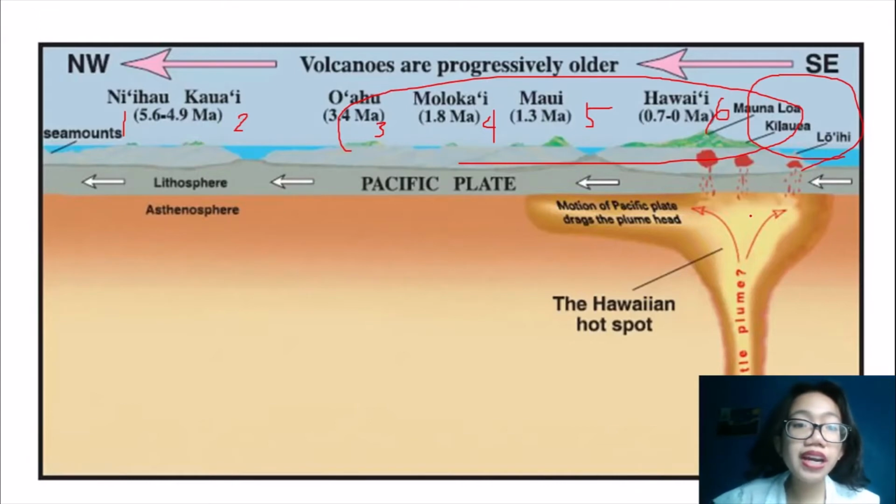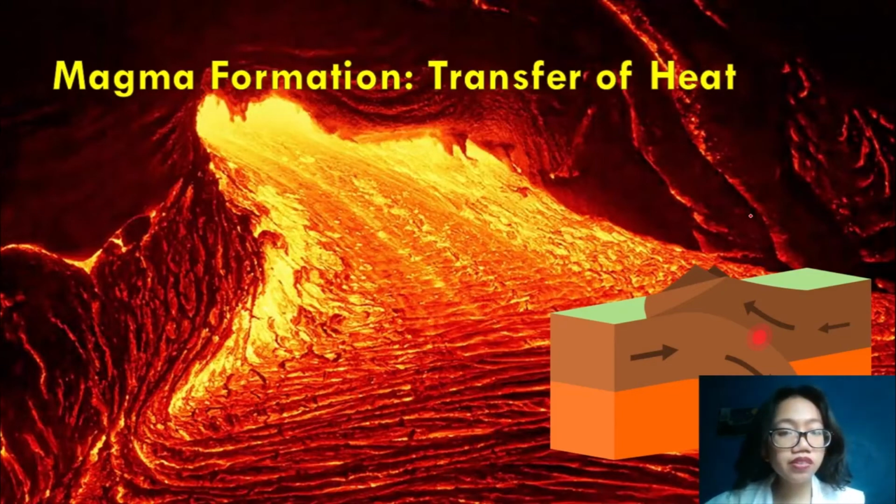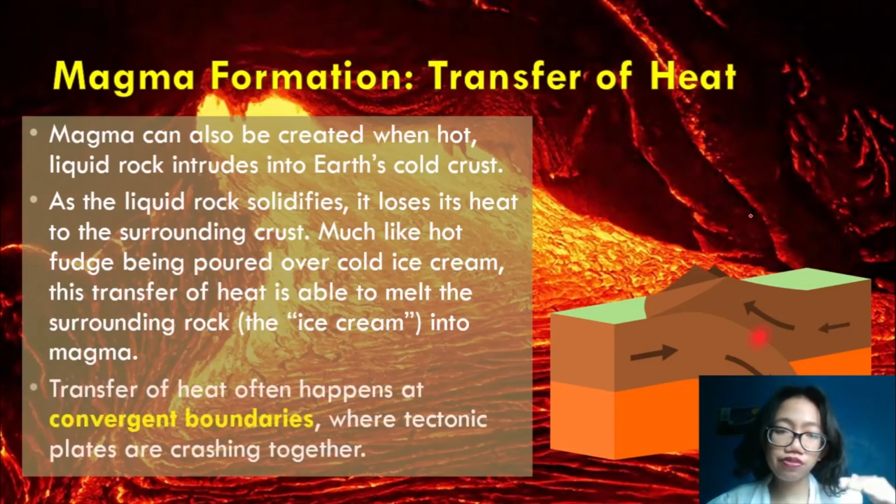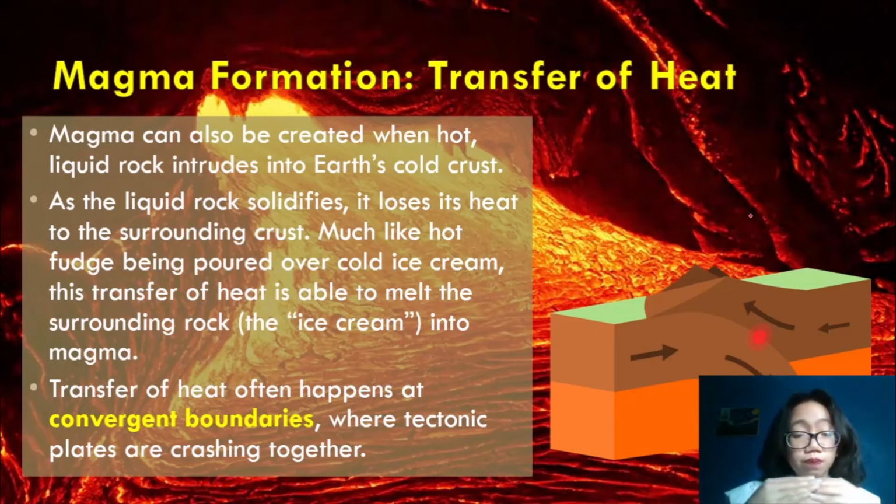Okay, so just to summarize, magma formation, the first type is decompression melting, which occurs at divergent boundaries and mantle plumes. Now we move to the second method of magma formation, which is the transfer of heat. So very simple, you have a layer of earth which is hot and it transfers heat into another layer of the earth. So you have two plates, okay? So you have two plates which are moving towards one another, and that's called convergent boundaries.